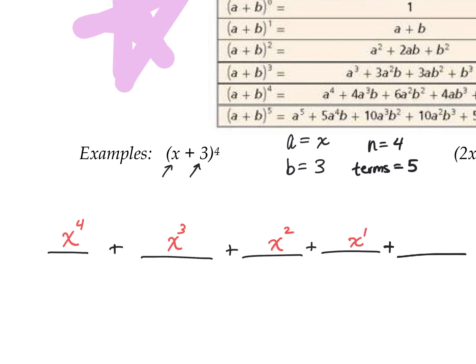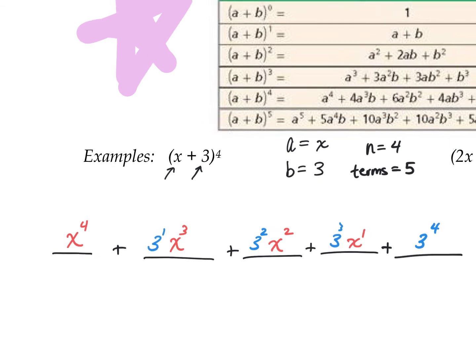And on the last term, I don't have any a value. I do the same thing with my b value, except going left. Instead of going from left to right, I'm going to go from right to left. So over here, I'm going to start with 3 to the 4th power, 3 to the 3rd, 3 to the 2nd, and 3 to the 1st.